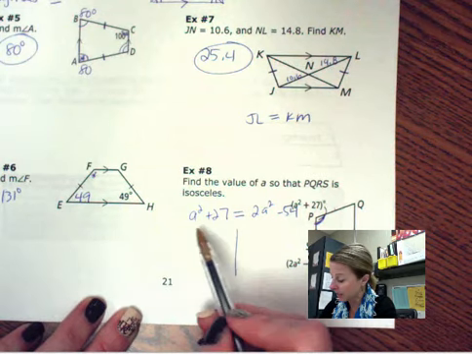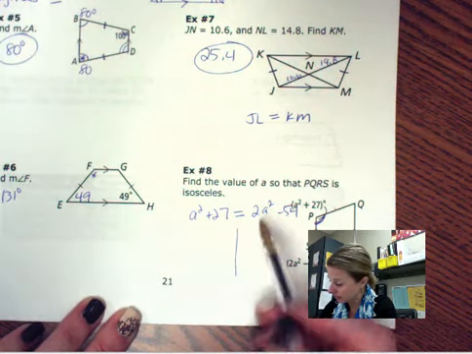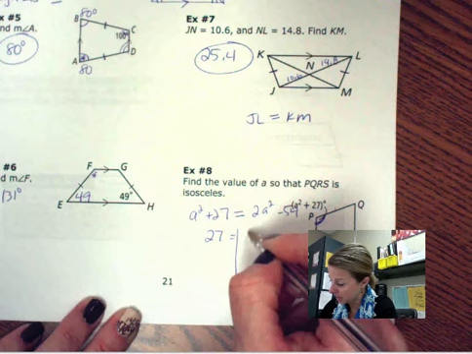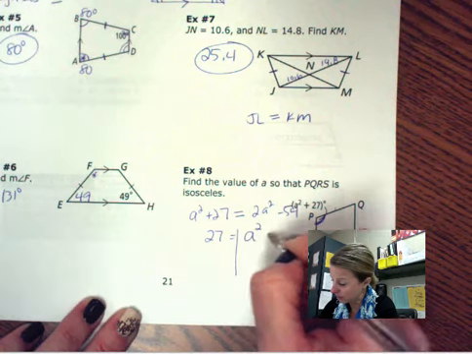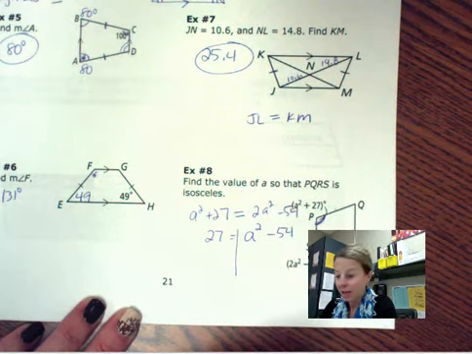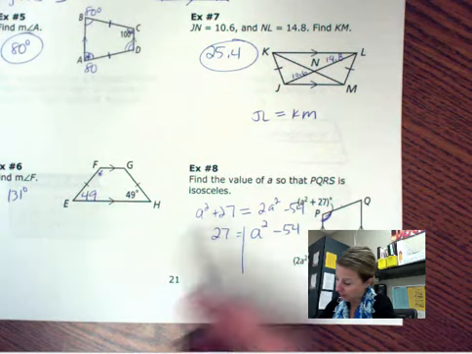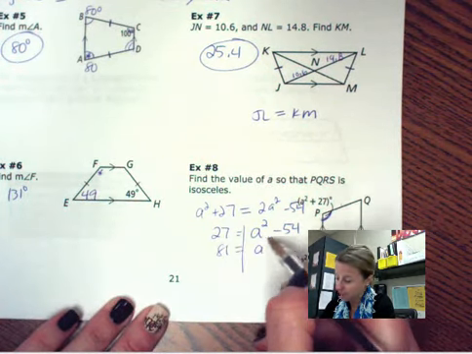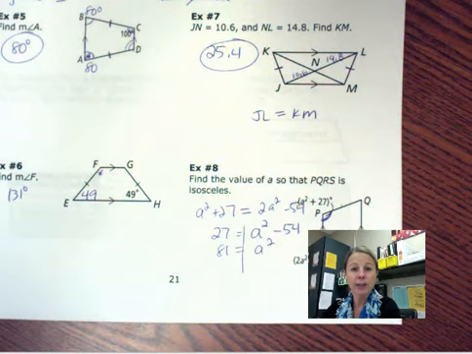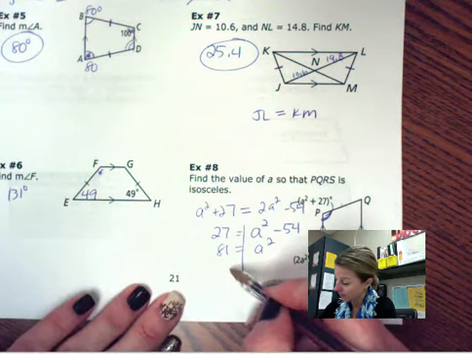So if I solve that, I can take away A squared from both sides. So that would give me just 1A squared. And then I can add 54. So that would give me 81. And when I square root 81, I get 9.